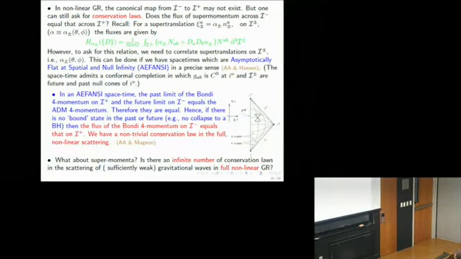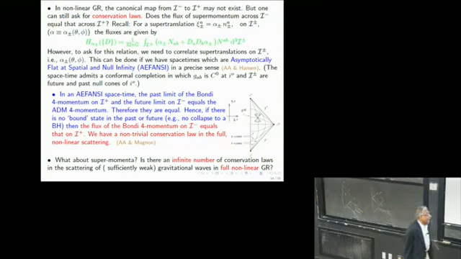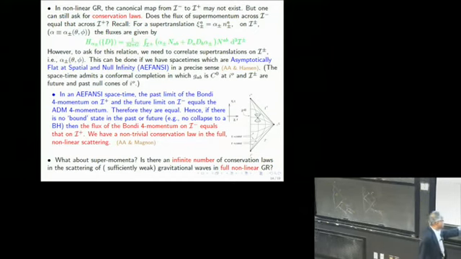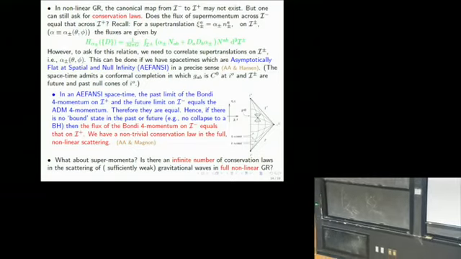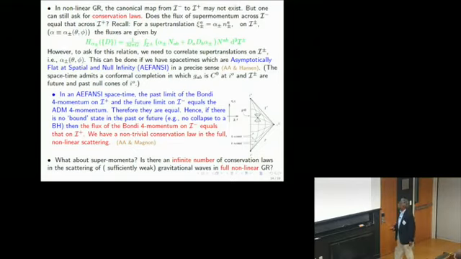But what about supermomentum? Is there an infinite number of conservation laws in the scattering of, for example, sufficiently weak gravitational waves, but in full nonlinear general relativity?